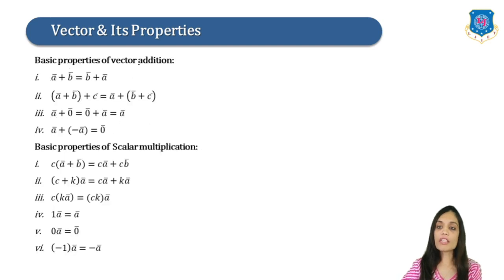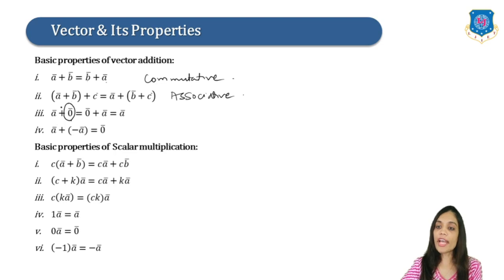Now there are a few properties of vector addition. They are: a bar plus b bar is equal to b bar plus a bar. This is known as the commutative property, right? Now a bar plus b bar plus c bar, you write this in brackets, is equal to a bar plus, in brackets, b bar plus c bar. This is known as the associative law, right? Next, a bar plus 0 bar is equal to 0 bar plus a bar, and that is equal to a bar. So 0 is our additive identity, right?